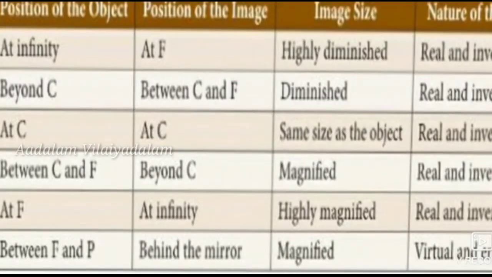And the fourth one: place the object between the center of curvature and the focal point, and we get the image beyond C, beyond the center of curvature. The size of the image is magnified, large size. The nature of the image is real and inverted.